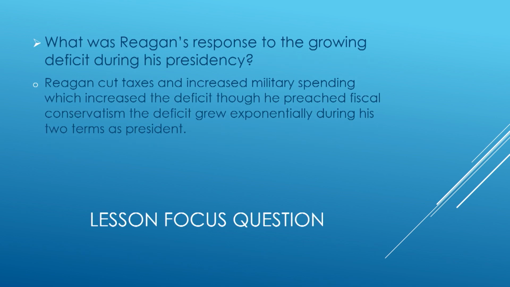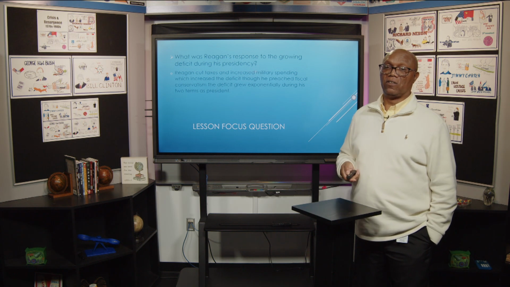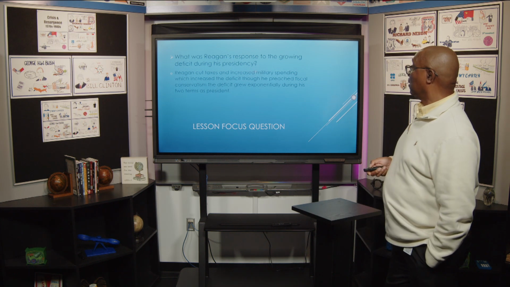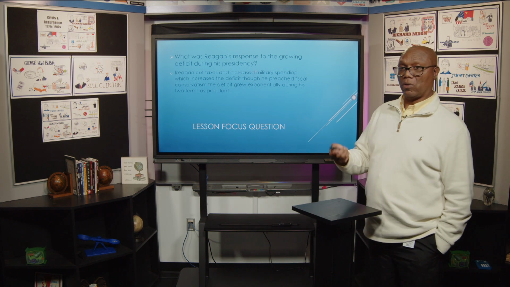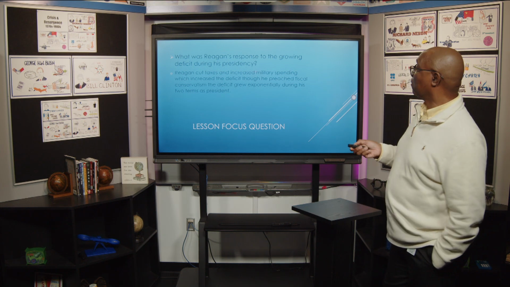What was Reagan's response to the growing deficit during his presidency? He largely ignored it. He cut taxes and increased military spending, which increased the deficit. Though he preached fiscal conservatism, at the end of the day, the debt grew exponentially during his two terms as president. And that would be a bill that has to be paid by the United States of America during the presidencies of George W. Bush, and will be eventually handled by the Clinton administration in 1992 through 2000.